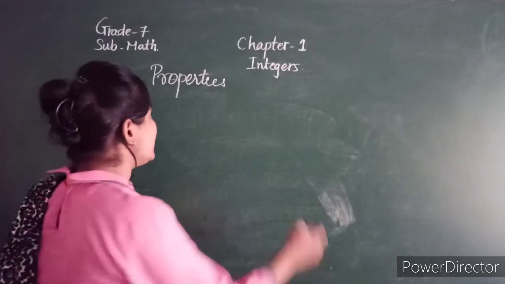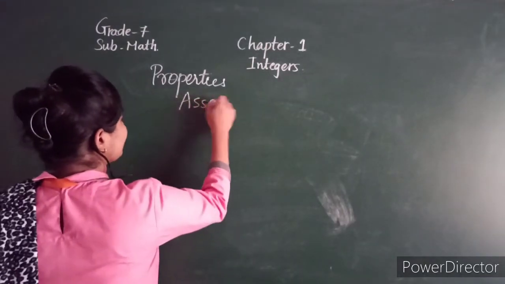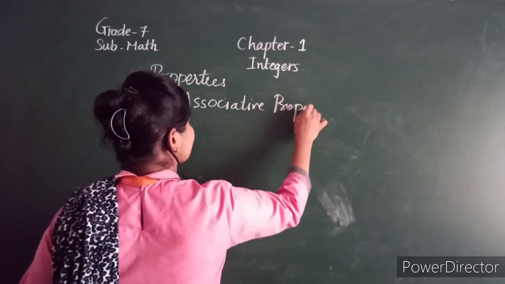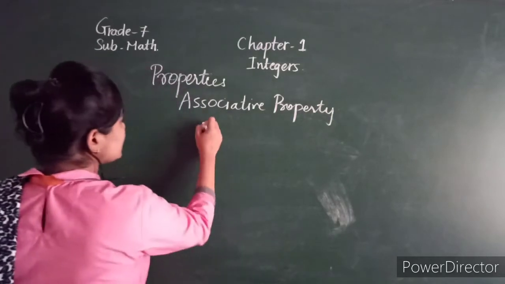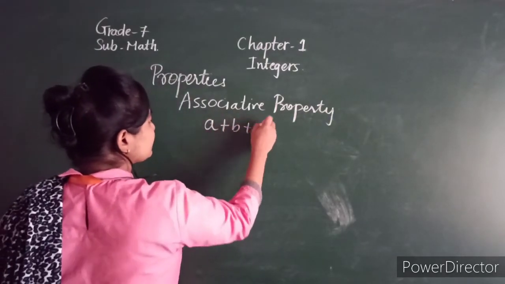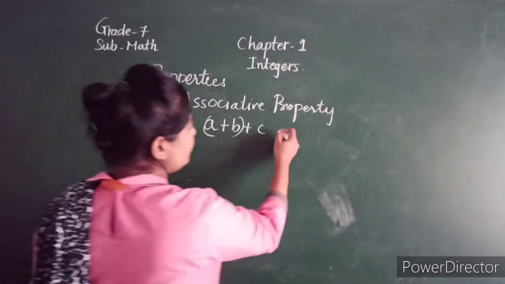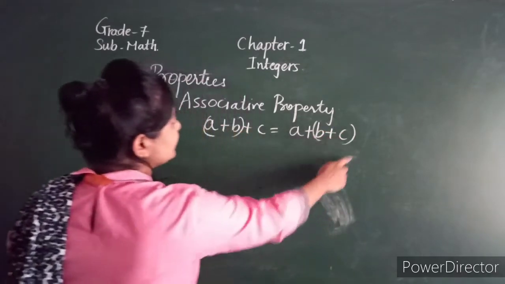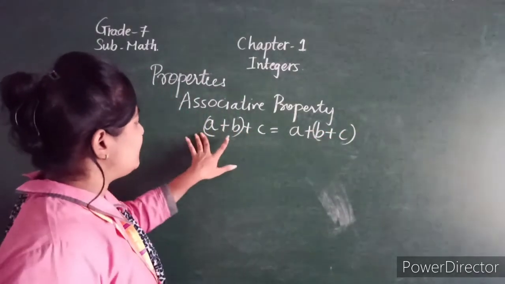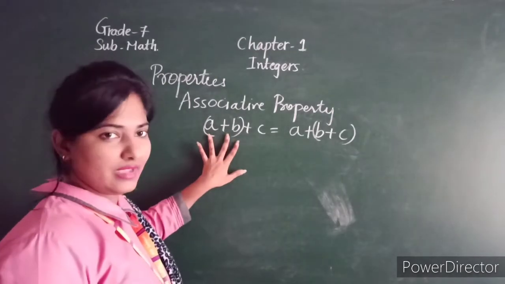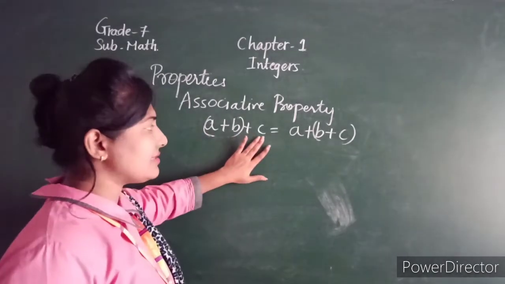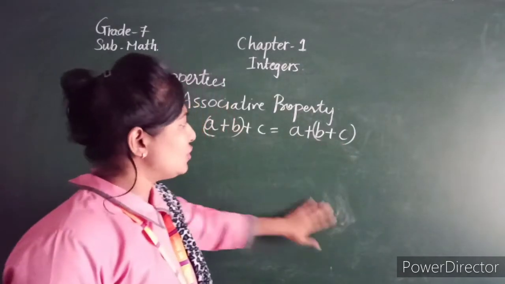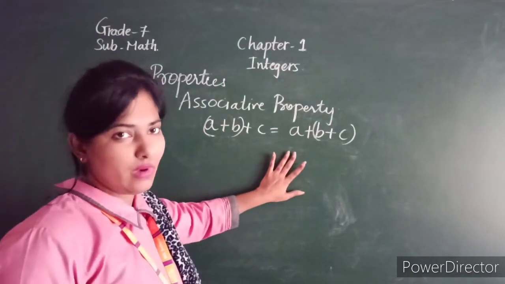Now the third property is the associative property. In the associative property, if you make a group here, A plus B plus C. In addition, first I take the group A and B, and C is separate, and here A plus the group B plus C. So here the LHS equals the RHS.